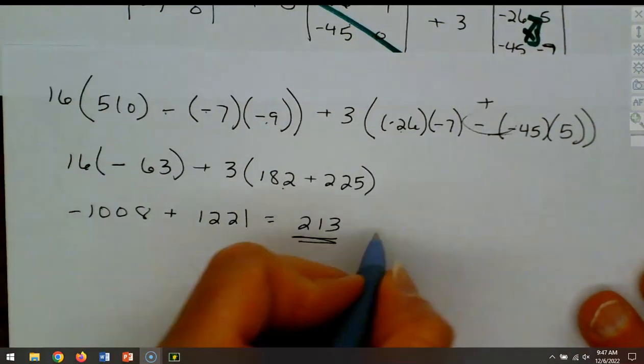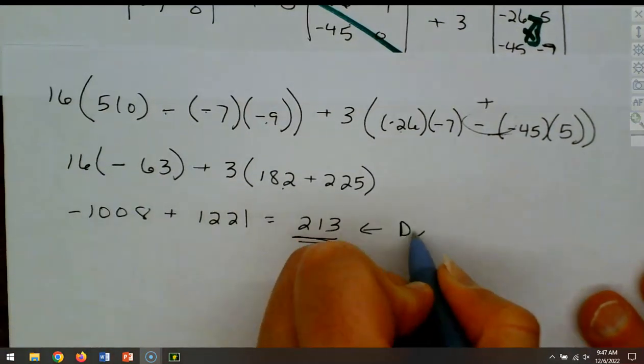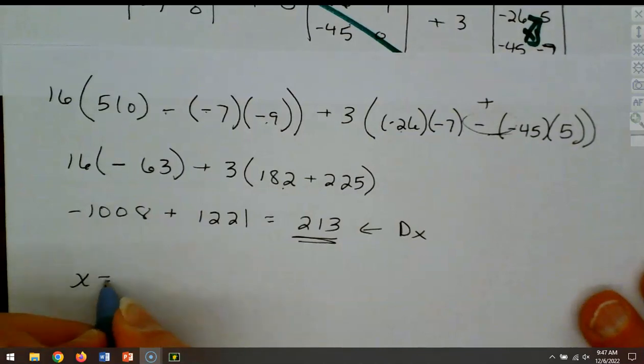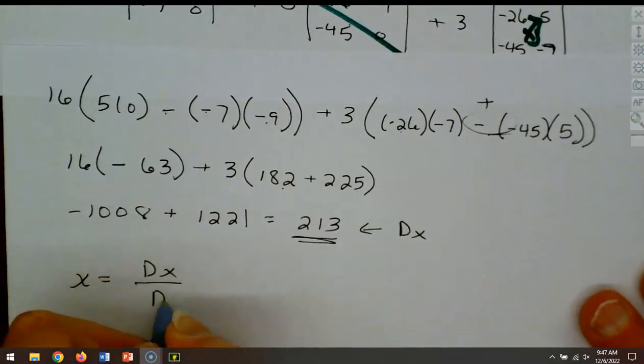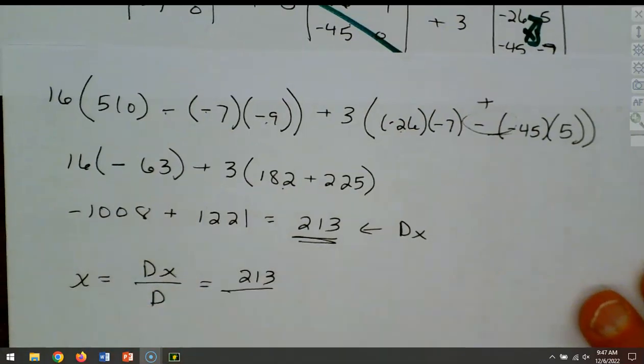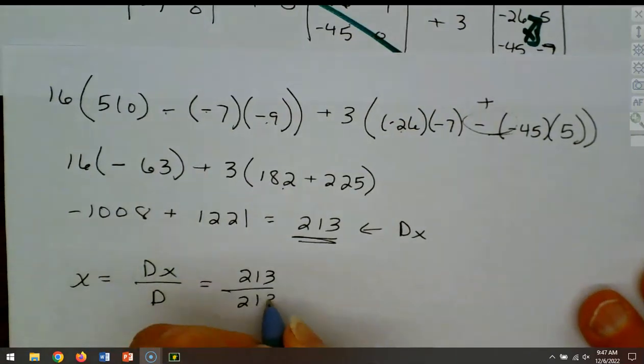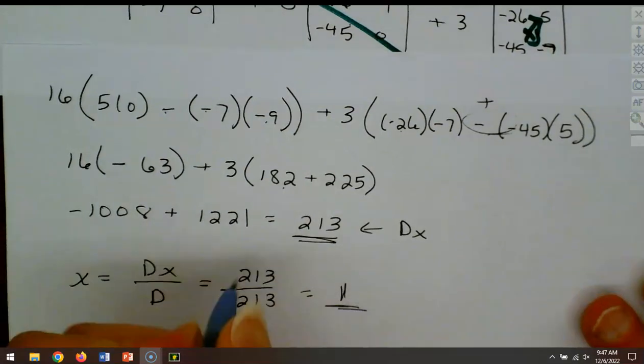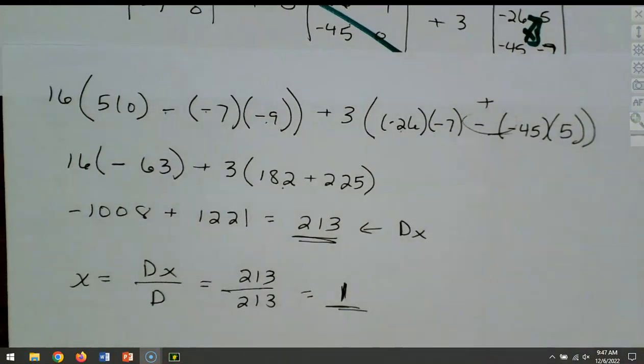And that was dx. Now, what do we know? We know that x is dx over d. We found dx to be 213. D was 213, and so that gives you the first piece, which is that x equals 1.